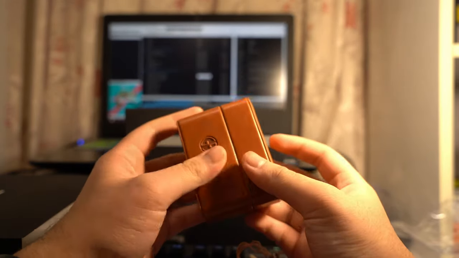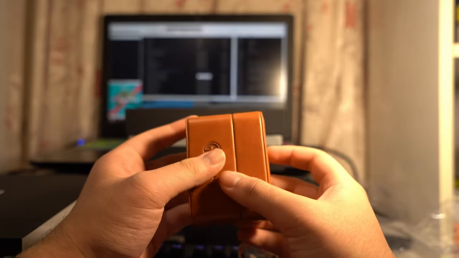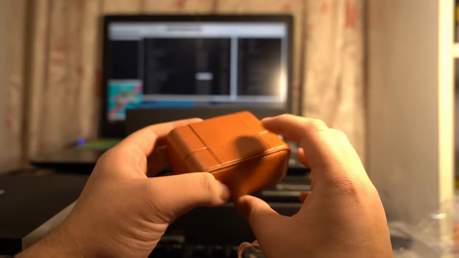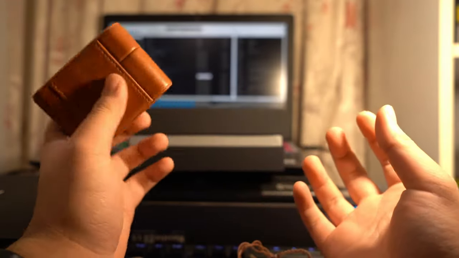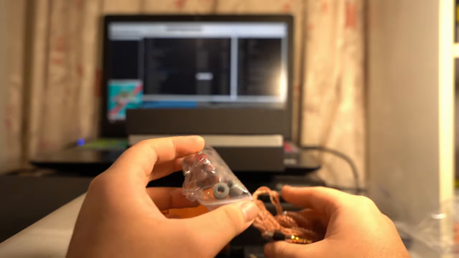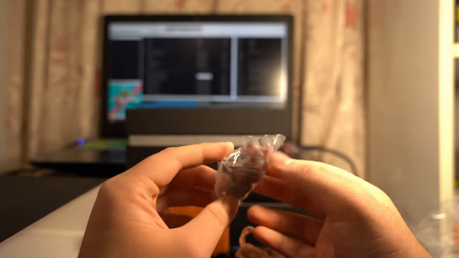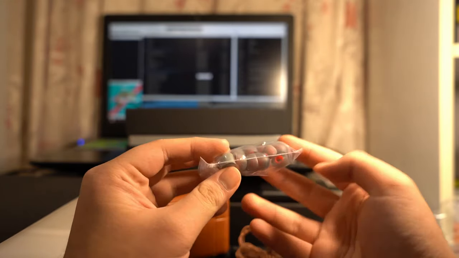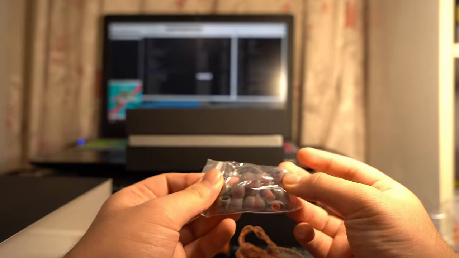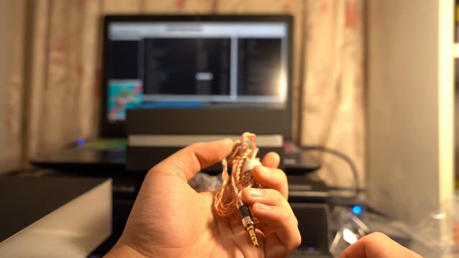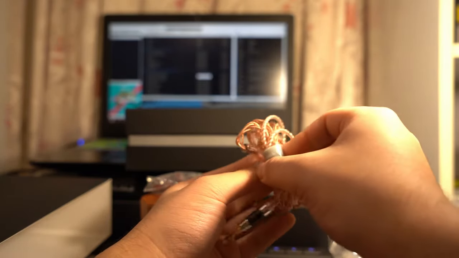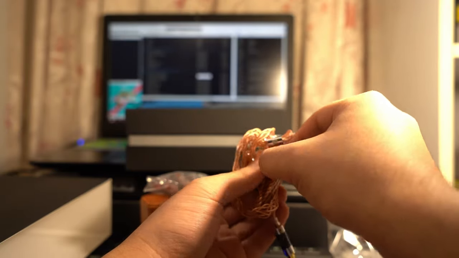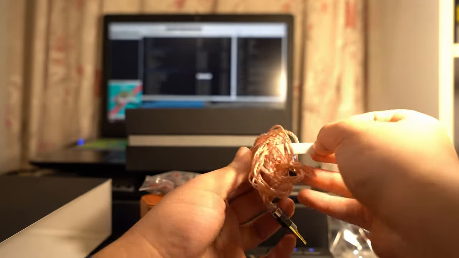Wow, is that magnetic? A little bit magnetic. I am impressed. But then I did pay a pretty penny for this, so I am expecting good service like this. A ton of tips, which doesn't really matter because I will use Divinus foams anyways, maybe. And this is one hell of a cable.